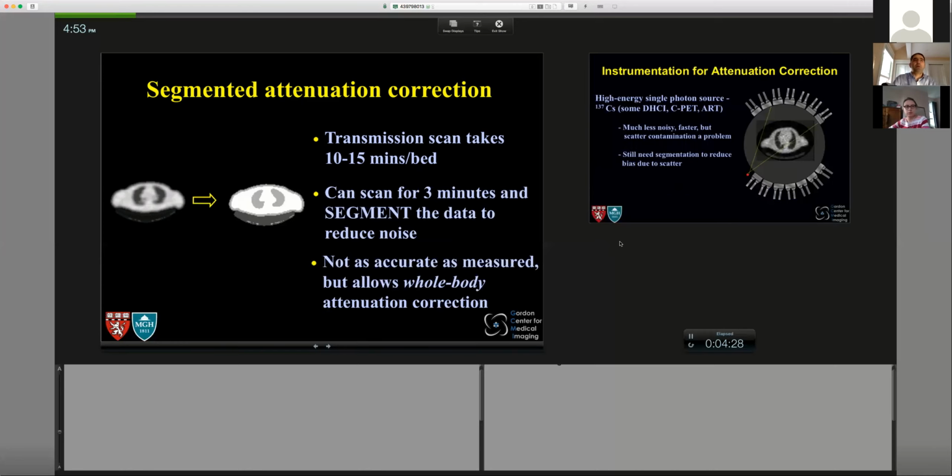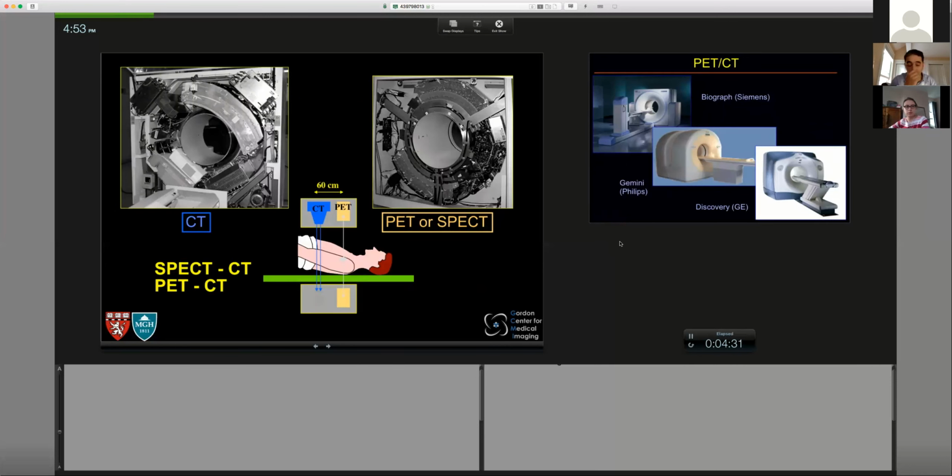A better approach that has been now used by all manufacturers is to implement a CT in addition to the PET. So instead of having a PET scanner, you get 2 scanners. You get a PET scanner in the front, a CT scanner in the front, a PET scanner in the back, and the patient would be coming this way.